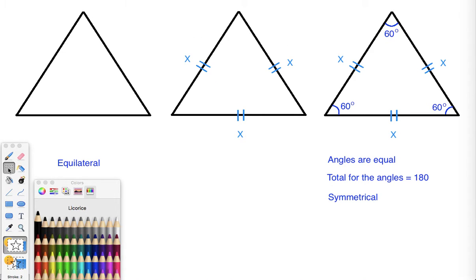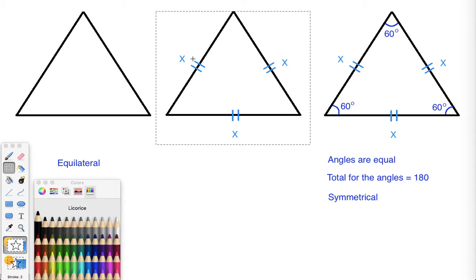Okay, so to do that, we're first going to start off with an equilateral triangle. An equilateral triangle has all three sides equal to each other. So that means this side here is equal to this side, is equal to this side. And that's what I sort of drew right here. All three of these sides are equal, which is what that symbol is representing.